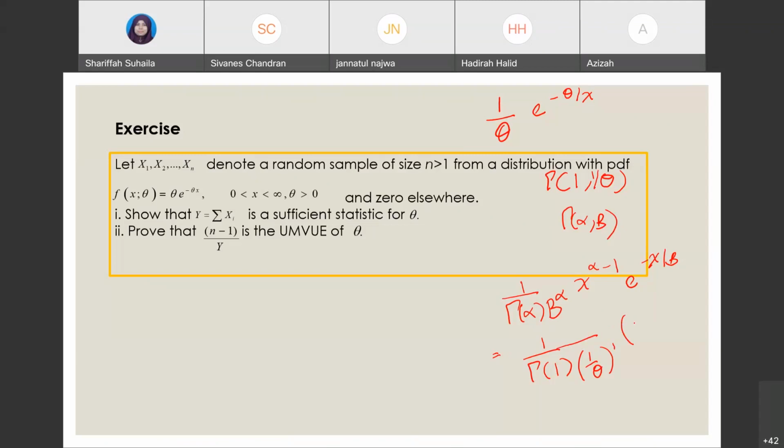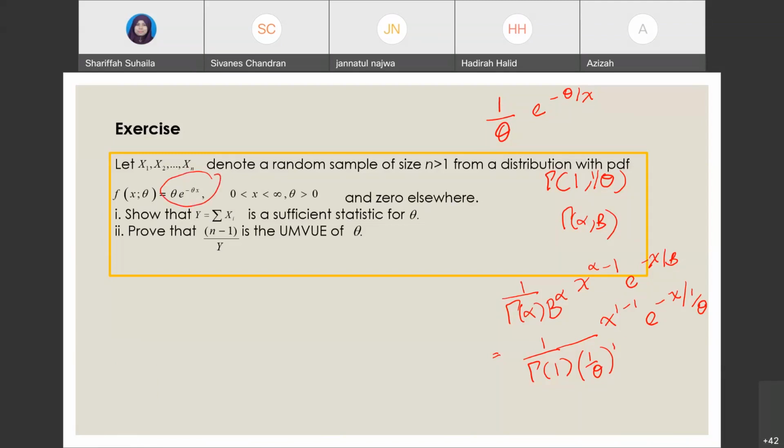Here we have, again, your x. So again, x, alpha is 1, so 1 minus 1. Exponential negative x, 1 over theta, like that. So this is the exponential distribution, gamma 1 over theta. Its alpha is equal to 1. Your beta here for the exponential distribution is 1 over theta.